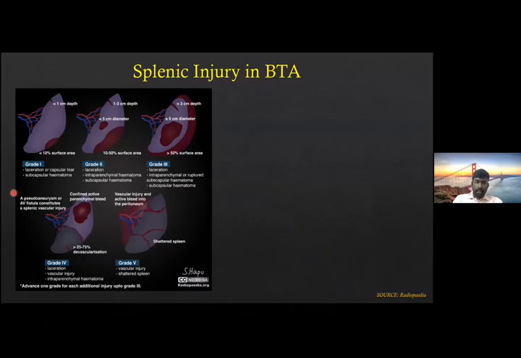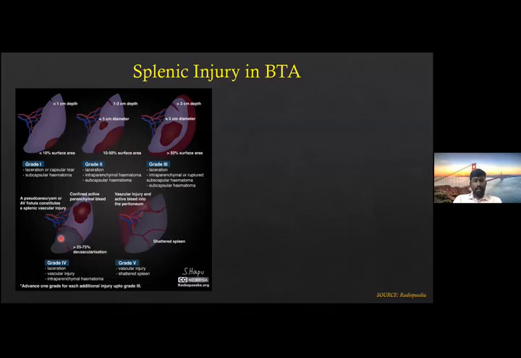So based on the depth of lacerations ranging from less than 1 centimeter, 1 to 3 centimeters, and more than 3 centimeters, and presence of subcapsular hematoma, which was previously measured on the basis of depth, but currently it is measured on the basis of the surface area covered by the subcapsular hematoma, and also on the basis of intraparenchymal hemorrhage within the spleen based on the size.